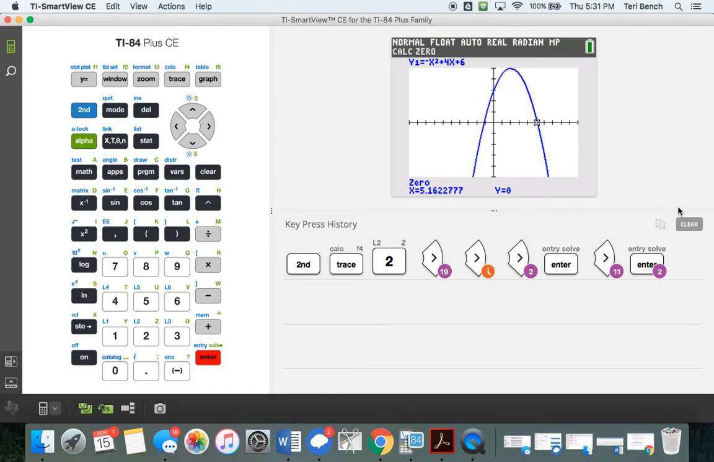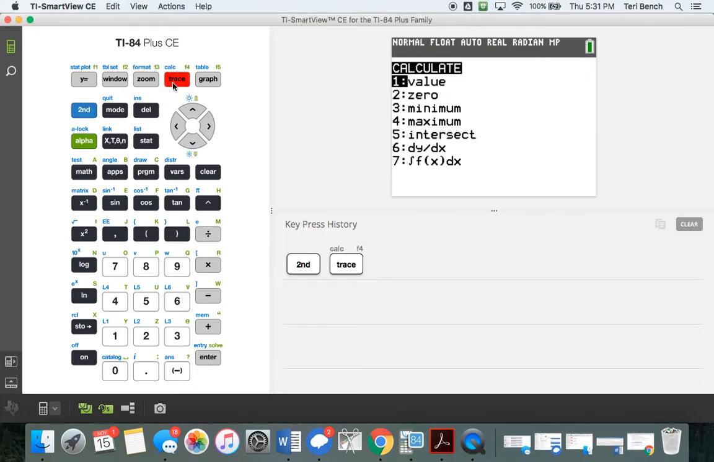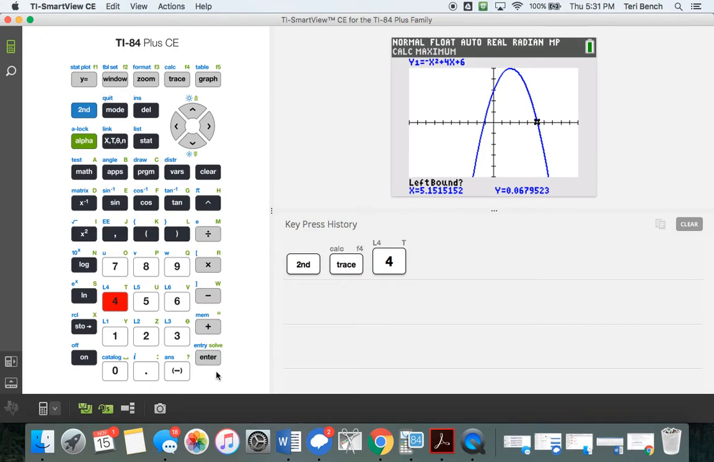We can actually have the calculator find that for us, and the way that we can do that is by saying second and calc. We can ask the calculator to find the maximum, so the highest point. If your parabola was opening the other way, then you would want it to find a minimum, but we're going to choose maximum. What it's asking is, the maximum between where and where. So again, I'm going to do the left bound thing, so I have to scoot back and get to the left of the highest point, or the vertex. And then I'm going to go to the right of the vertex, and I'm going to hit enter. It's going to find the highest point between those 2 lines right there.